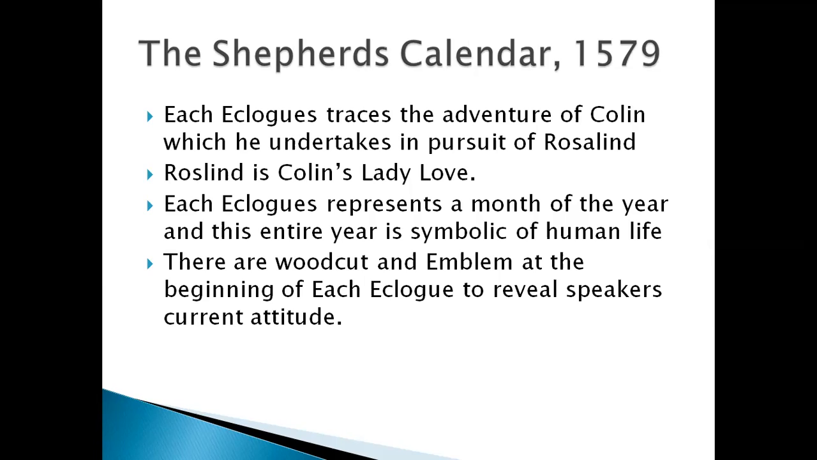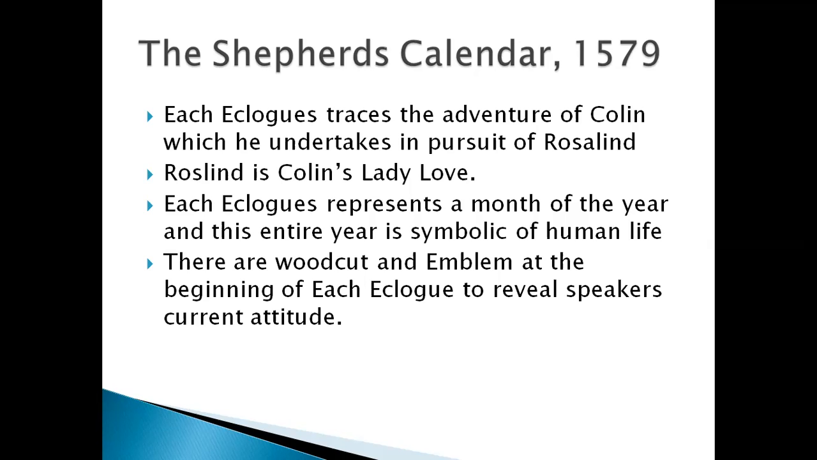So every eclogue represents a month of the year. Shepherd's Calendar has 12 months, so 12 eclogues are there. Eclogue means a pastoral dialogue which was spoken by the shepherds. Otherwise we can say it is a conversation that is about shepherds, right? So in every eclogue, it is about the adventures of Colin Clout, why he takes that adventure in order to win over the love of Rosalind, right? And this is about Shepherd's Calendar.